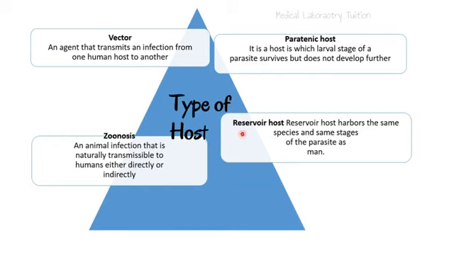Another, we have a reservoir host. These are hosts that harbor the parasite within, and they can cause infection directly to another person, such as from male to female or vice versa during kissing, sexual intercourse, or even they get auto infection. While the parasite is in the body, it gets into an inactive stage, and after some time it becomes active and again infects that host, called auto infection.